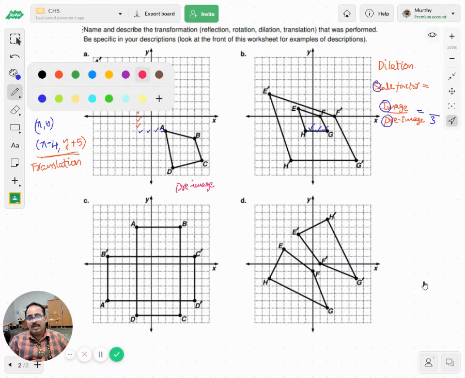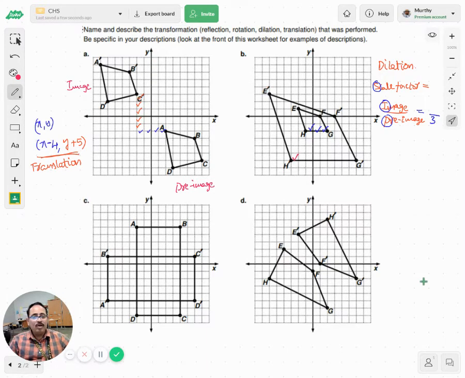And image means the final product. Let me use a different color. 1 block, 2, 3, 4, 5, 6, 7, 8, 9. So image is 9 blocks. So 9 over 3 gives you 3. So this number indicates that the actual figure is dilated, or expanded, 3 times. It is enlarged by 3 times. So this scale factor indicates that the given figure is enlarged 3 times.